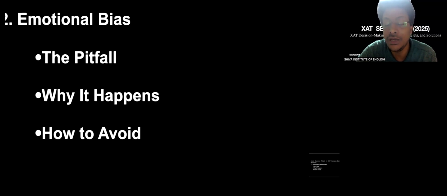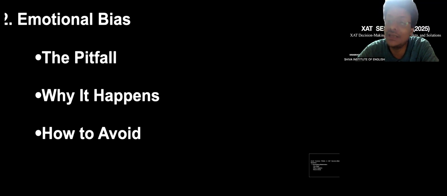Second is preconceived notions about the right solution. A preconceived notion means you always carry an idea in your mind about which one is the right solution. So these are the two emotional bias pitfalls: one is emotional attachment to a specific stakeholder group, and the second is a preconceived notion about the right solution. Then how to avoid them?